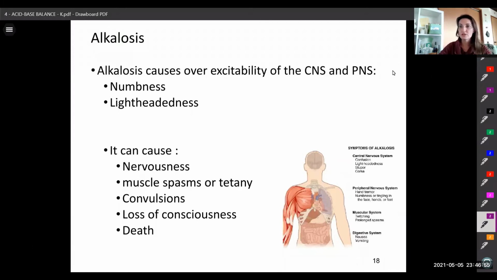Alkalosis is just the opposite in terms of the changes to the central nervous system, peripheral nervous system. We get overexcitability rather than depression. And low levels of alkalosis, slightly outside of normal range, the individual will likely feel numbness or lightheadedness due to that overexcitability that's being experienced. And then more severe alkalosis will lead to muscle spasms, tetany, possibly convulsions, loss of consciousness for the individual, and then ultimately death as well.